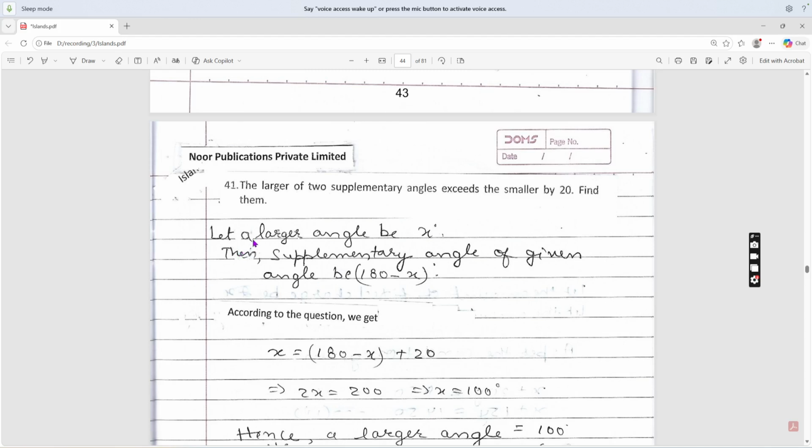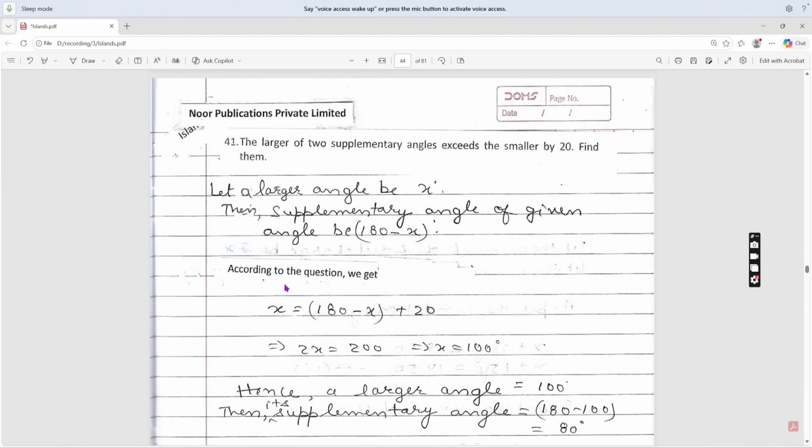Now we are going to see, let the larger angle be x. Then its supplementary angle is 180 minus x. Now it is given that the larger is 20 more than the smaller. So here the smaller is 180 minus x.